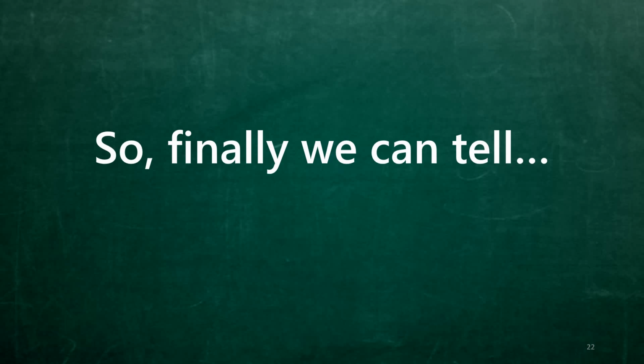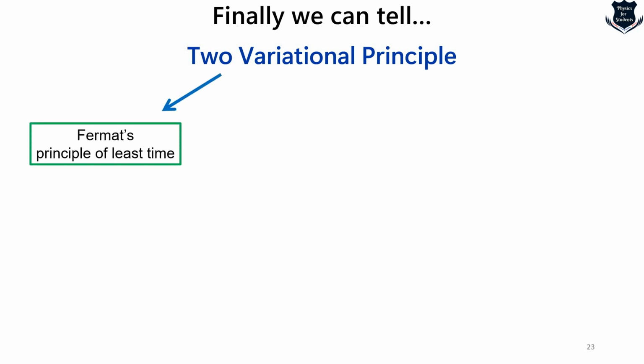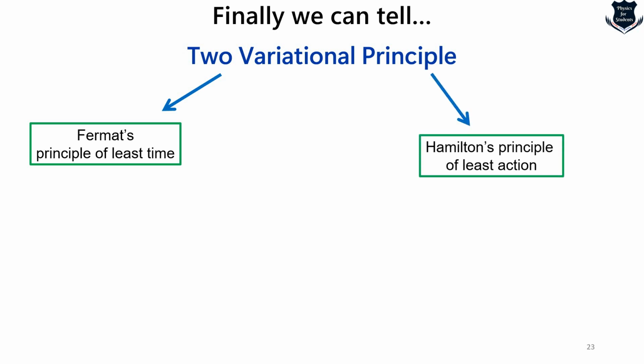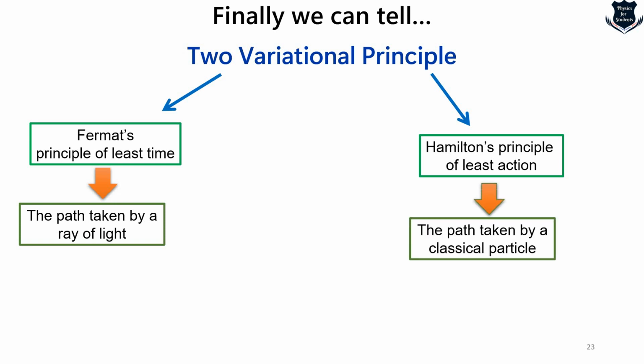So where do we come to? Finally, let us look into the next part of the video. What we find is this. In this video we took two variational principles. One was Fermat's principle of least time, and another was Hamilton's principle of least action. Fermat's principle of least time describes the path taken by a ray of light, and Hamilton's principle of least action shows the path taken by a classical particle.